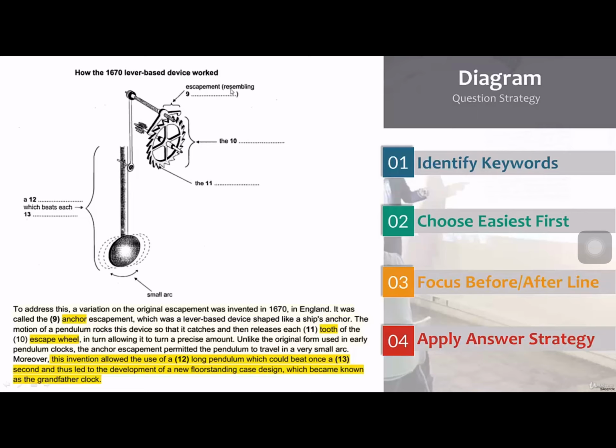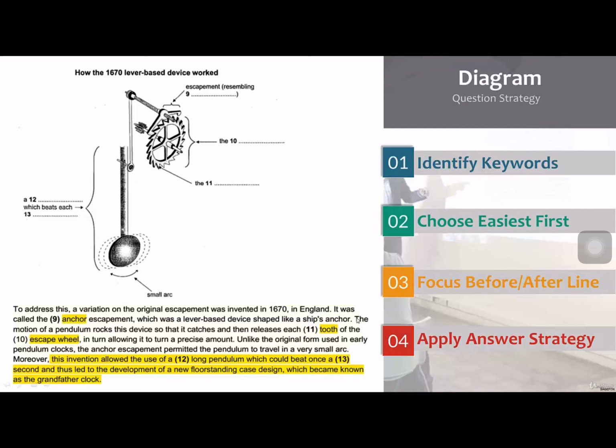But they're giving me a word right there, resembling. So you might say, well, where's the word resembling? Keep reading this sentence, and it says shaped like. So shaped like is a synonym for resemble. So ship's anchor. So again, I would put anchor. Or because here for this one, you were able to put 2 words, you could put ship's anchor.